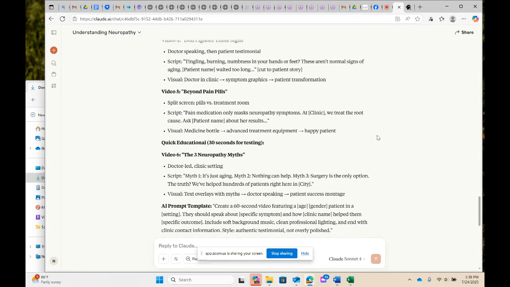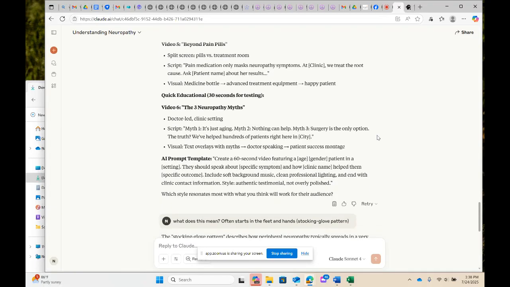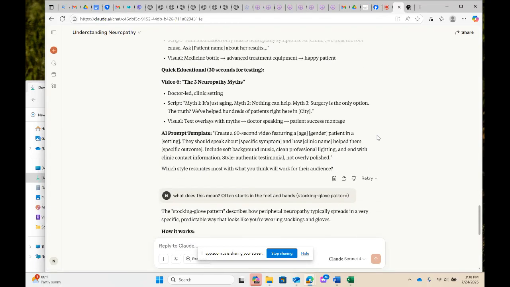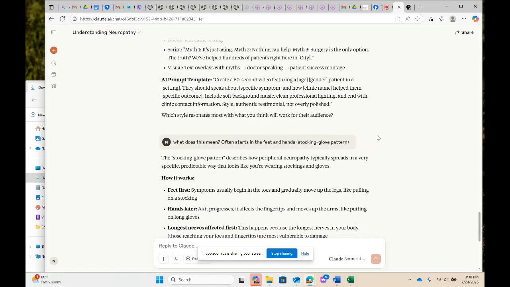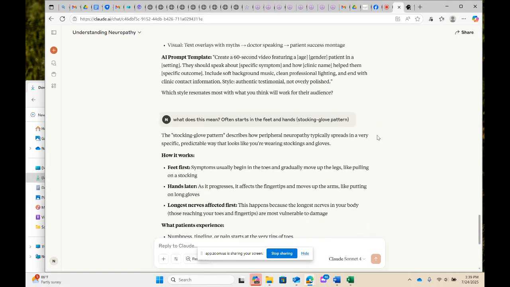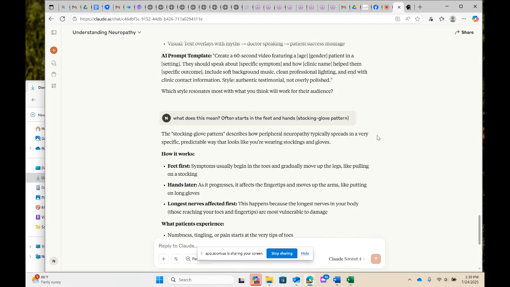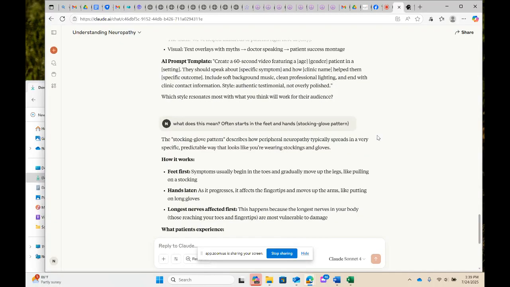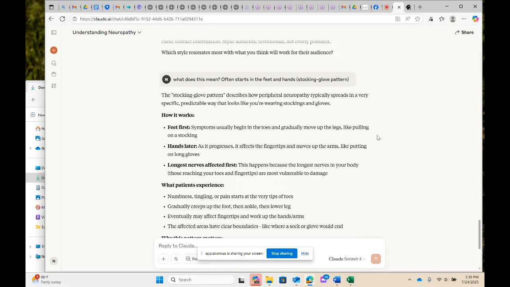Tingling, numbness for the feet are normal signs of aging. Okay. Pain medication, only masks neuropathy at whatever clinic. I'll give you the clinic name. Doctor-led prompt template, 60-second video with age, gender, patient setting, speak about specific symptom, clinic name, help me outcome. Include soft background music, clean professional lighting, and end with that. Okay. This all resonates more with you. Okay.